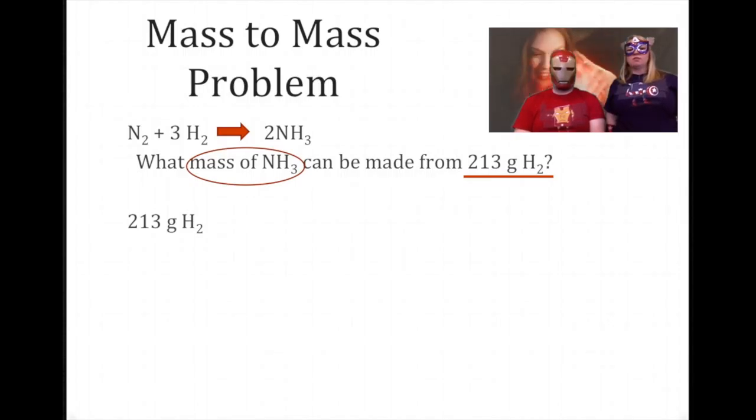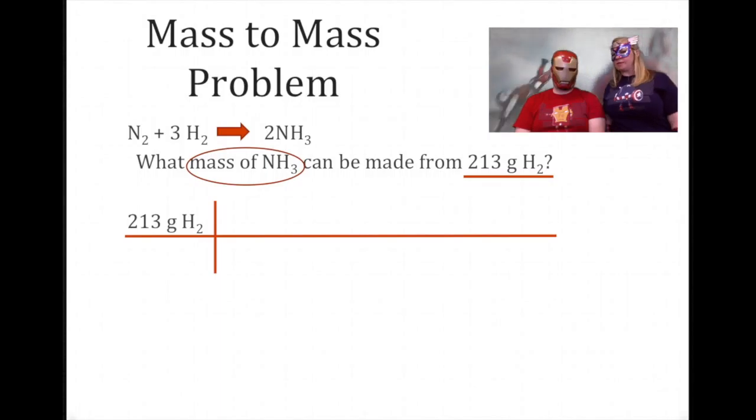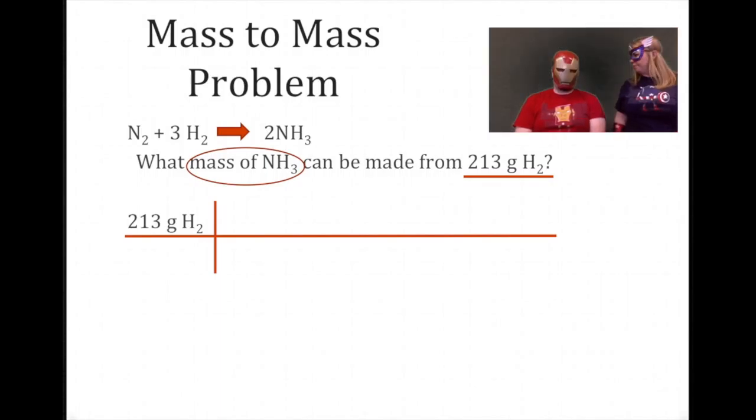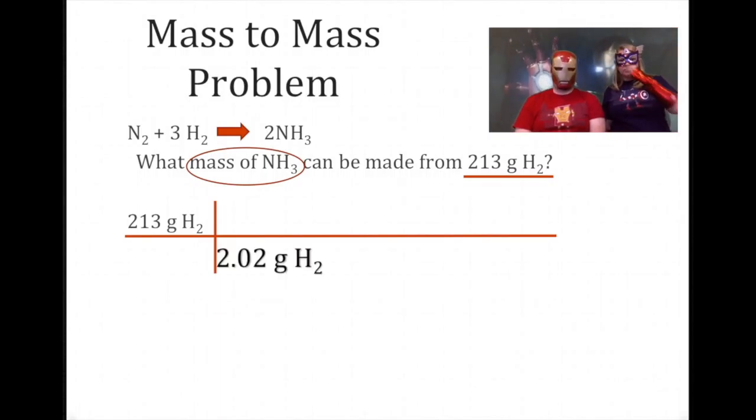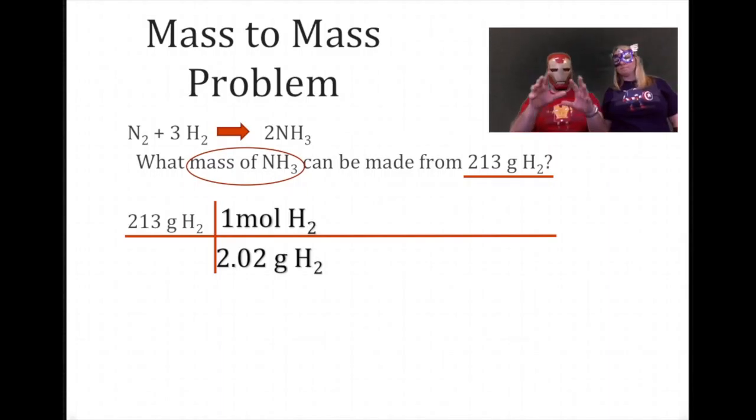Okay, that makes sense. Perfect. Then we're going to draw our T-chart. It's a long one, okay? So the first thing I need to do is get rid of my grams. So my grams have got to go on the bottom. That's the molar mass of hydrogen, for every 1 mole of H2. So I'm turning grams of hydrogen into moles. My grams are canceling.